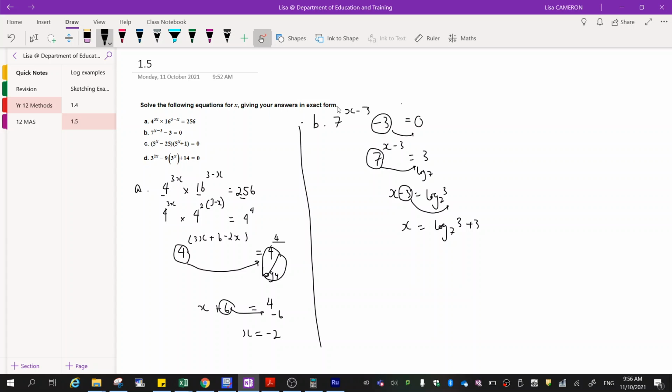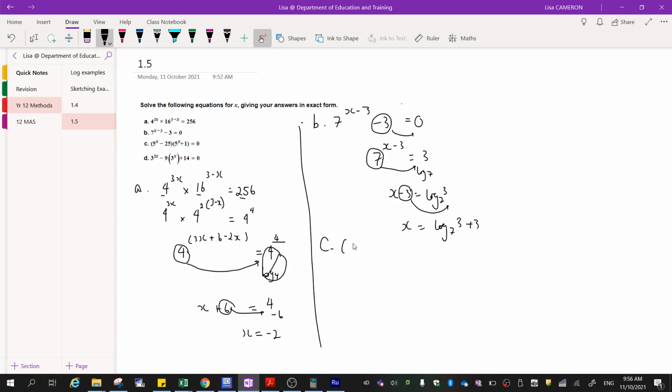Now, it does say to give an exact form, so this is the exact form. If I put it in my calculator, I'm going to get a rounded answer. You could change this so that they have the logs as well, but there's really no point. This is going to be the simplest form that we want.